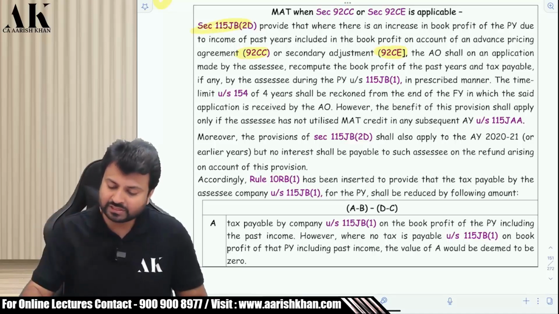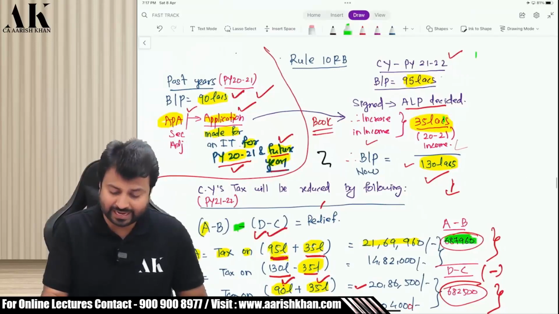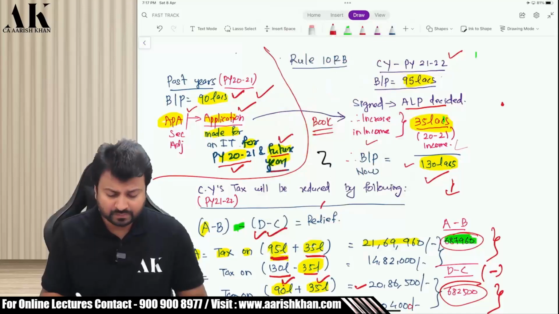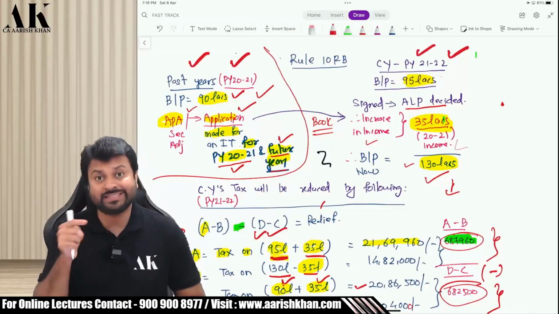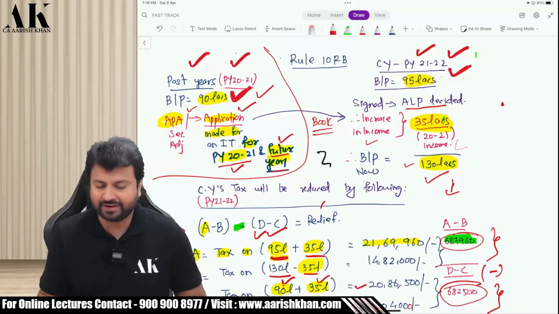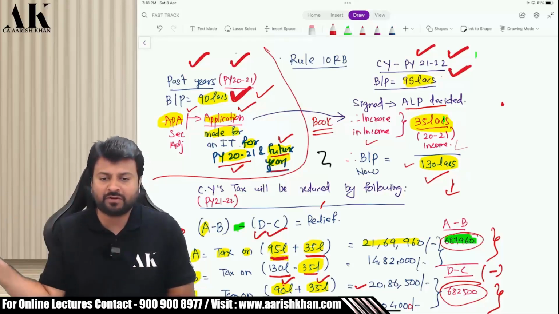Now, to explain this provision, I have made one example over here. With the help of that example, I'll be explaining this provision entirely. Okay, so pay absolute attention now. There are 2 years over here. One is previous year 2021, another is previous year 21-22. Previous year 2021 is the past year and previous year 21-22 is the current year. Assume that your past year's book profit is 90 lakhs and your current year's book profit is 95 lakhs. Past year book profit is 90 lakhs, current year book profit is 95 lakhs.